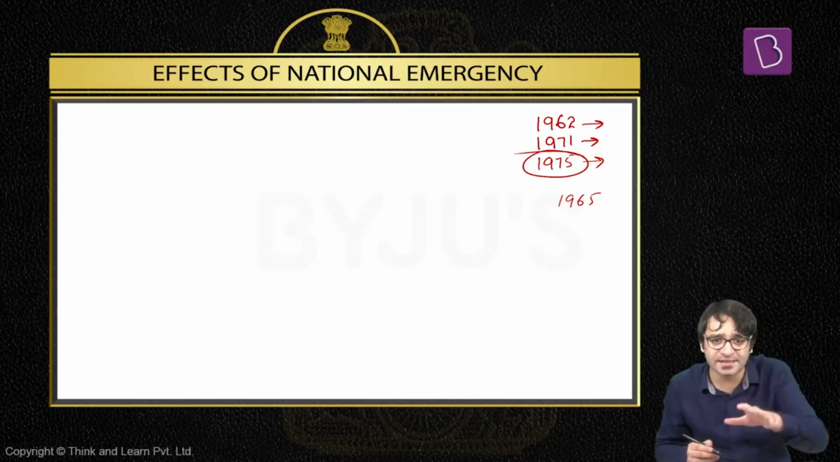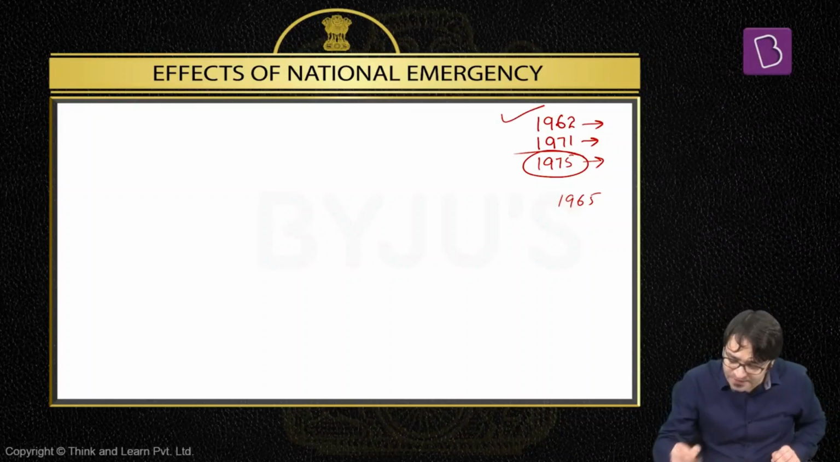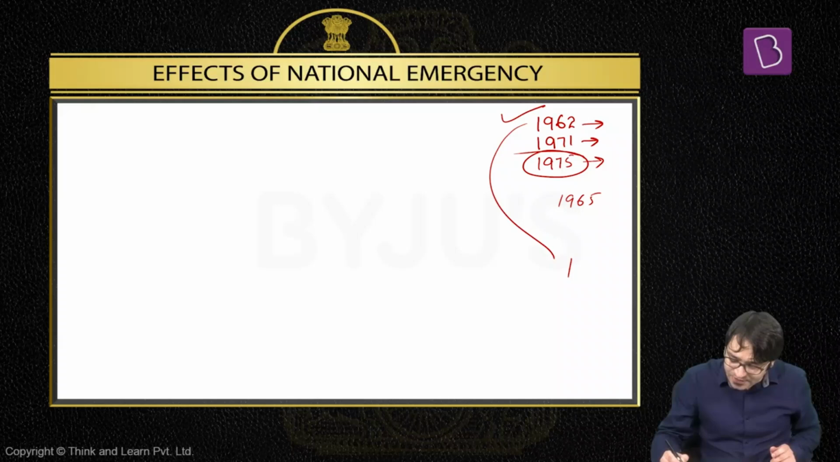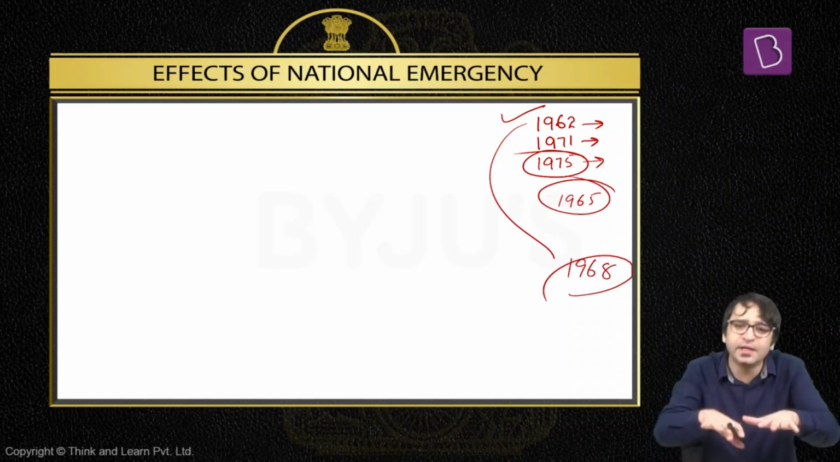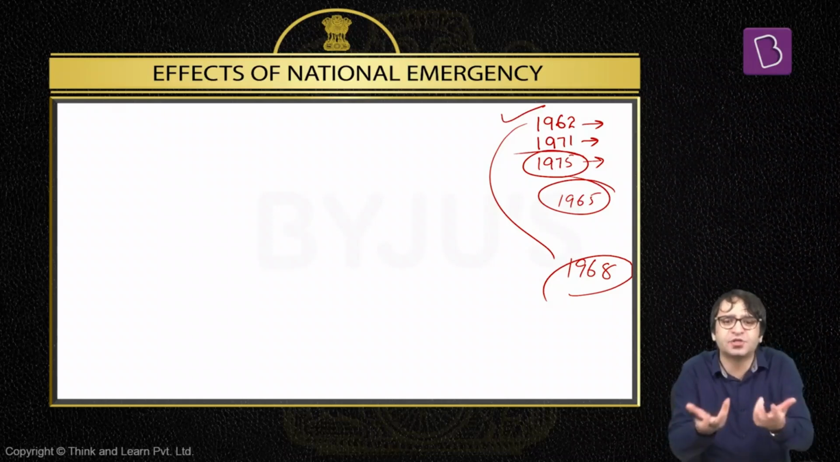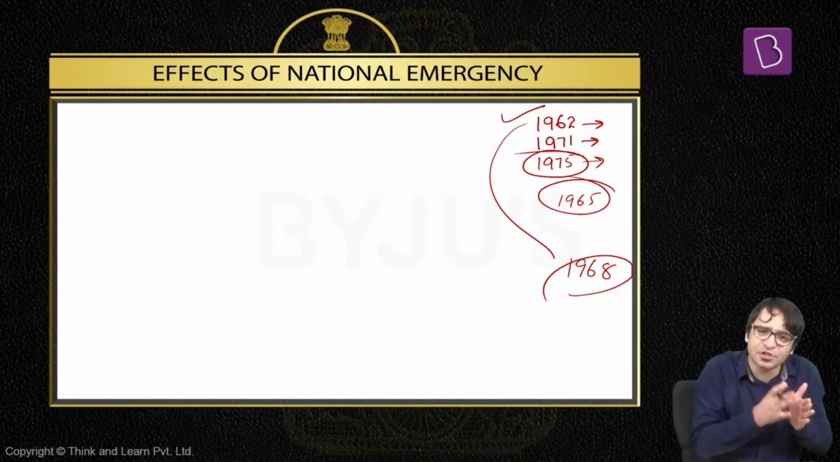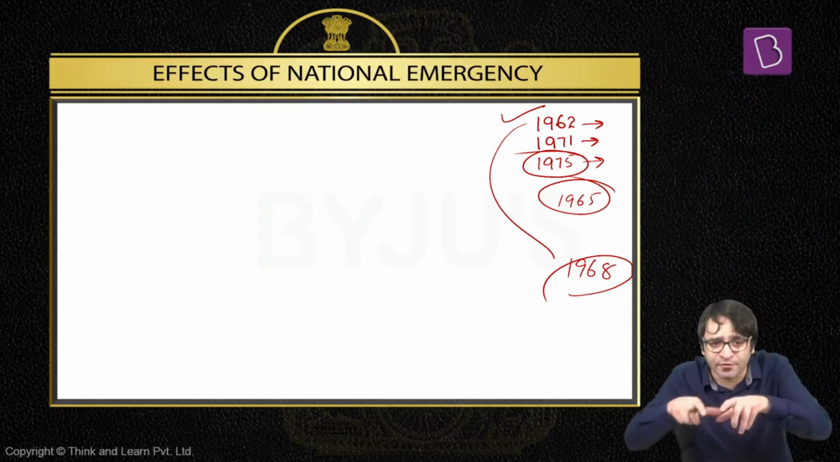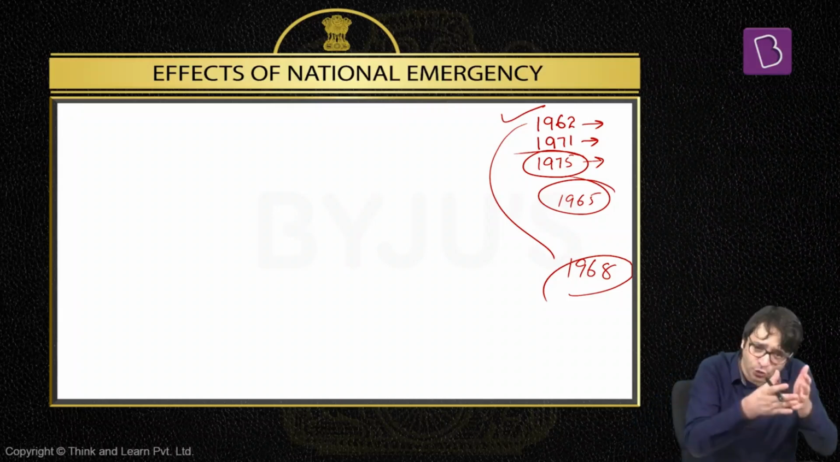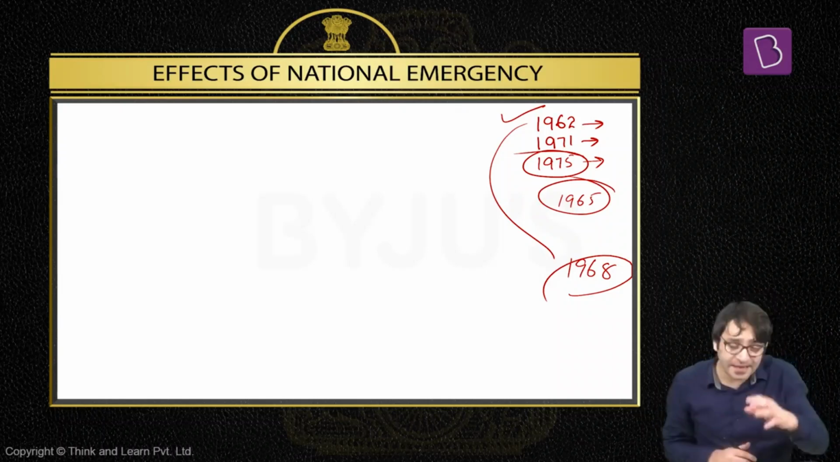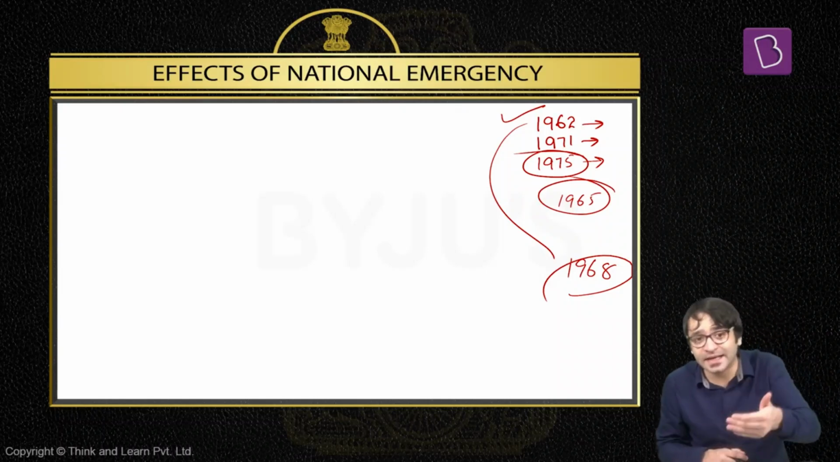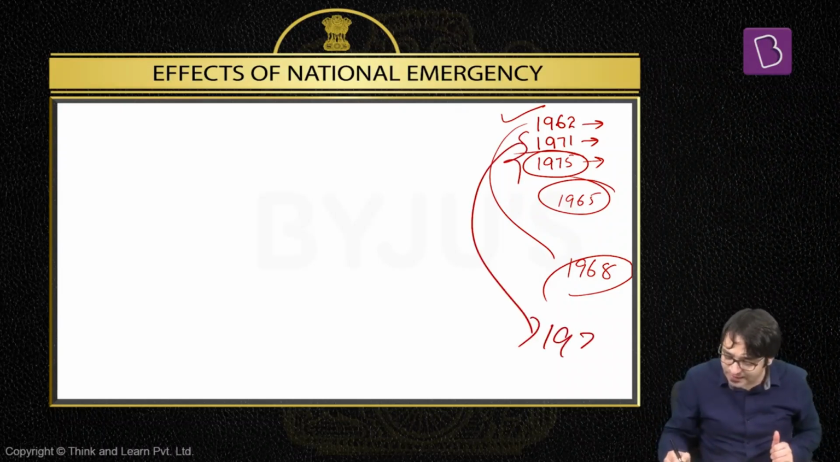But what about 1965? There was an Indo-Pakistan war during 1965 as well. But when emergency was imposed in 1962, it continued till 1968. That means when the 1965 war broke out, we were already in emergency, so no separate emergency order was needed. That is why during the 1965 war there was no need for a separate emergency. Then in 1971, emergency was imposed again, and in 1975, emergency was imposed again. Both these emergencies were revoked in 1977.